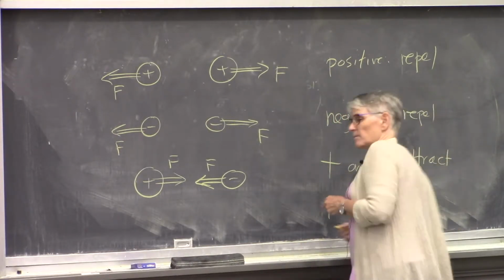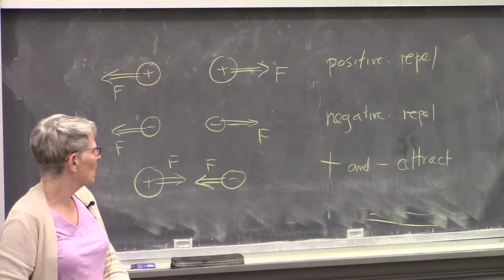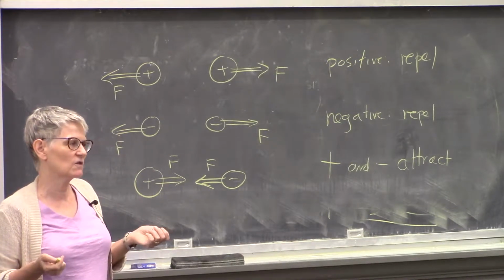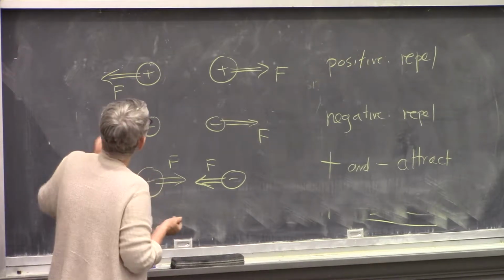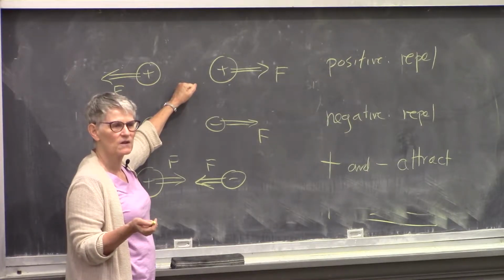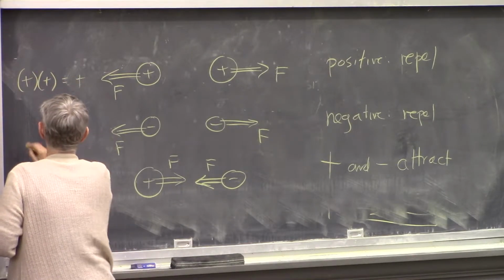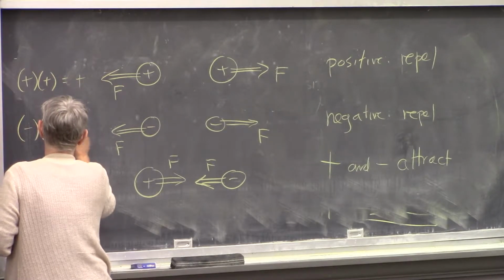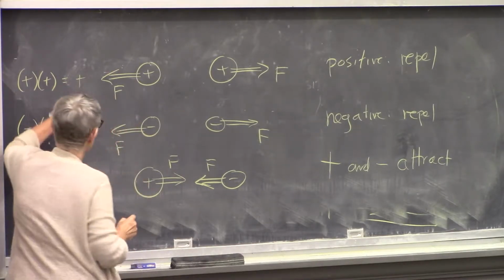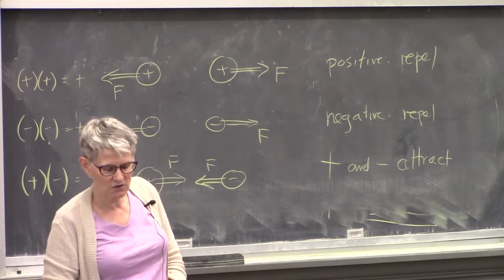We capture this mathematically by just using different signs for the charges. So in this case, presumably the force between two charged particles depends on the charges of the particles. And if we multiply two plus charges together, we get a plus. And if we multiply two minus signs together, we still get a plus. But if we multiply a plus and a minus, we're going to get a minus. So the direction of the force is going to depend on the charges of the particles.